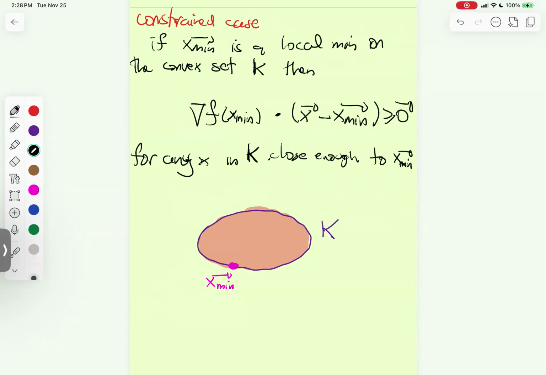So the idea is that if you take a point inside the convex set which is close enough, because it's convex, you can connect them with a line segment which is entirely contained in the set, right? And that line segment has a direction vector. It's kind of like the relative vector, like x minus x mean.